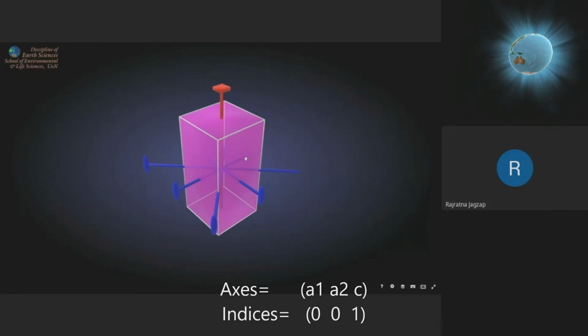So for first axis it is 0 because it is parallel. This face is parallel to A1 axis. So A1 axis figure 0. This face is parallel to A2 axis. So A2 axis figure is 0. This face is cutting vertical axis. So C axis is 1. So for this axis, parallel 0. For this axis, parallel 0. For this axis, perpendicular 1. 0, 0, 1 is the relation of this face with 3 axes.